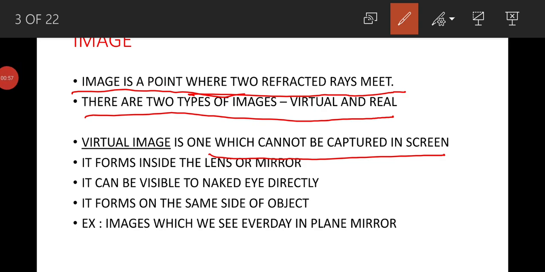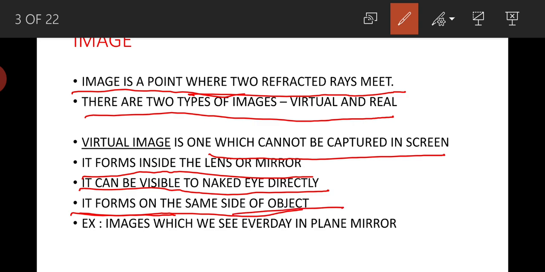It forms inside the lens or mirror. Virtual image, as it forms inside the lens or mirror, cannot be captured on the screen because it will be inside the lens. It will not come outside the lens. So that is why we can see that image directly with our naked eye, without any screen. It forms on the same side of the object. Virtual image always forms on the same side of the object.